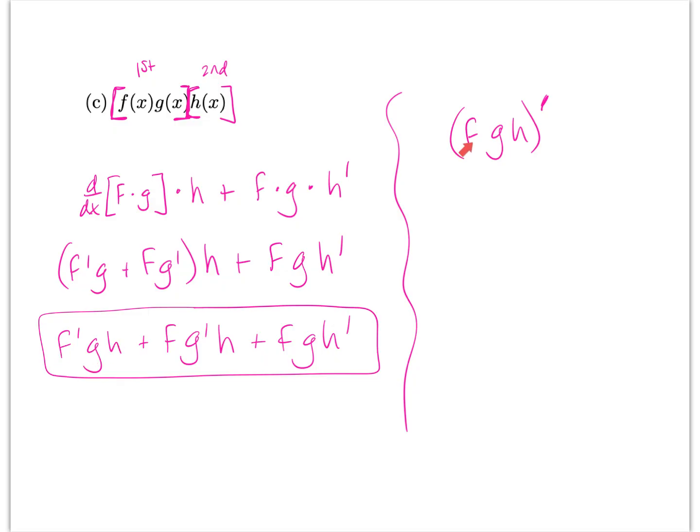So you put the prime on the f for the first term. And then my next term is f times g prime times h. So you put the prime on the next factor in the next term. And then my last term is f times g times h prime. You put the prime on the last factor.